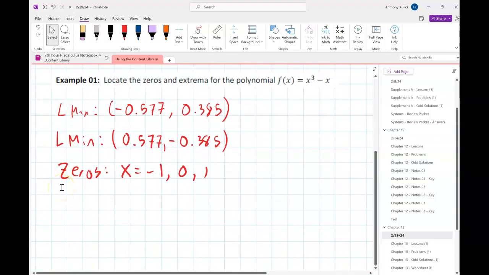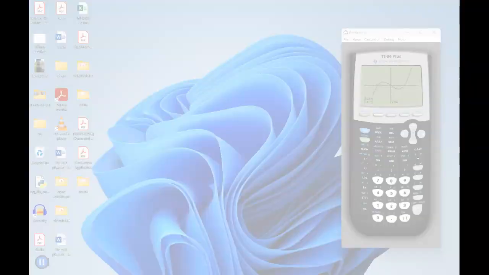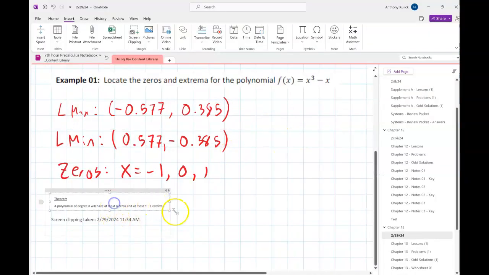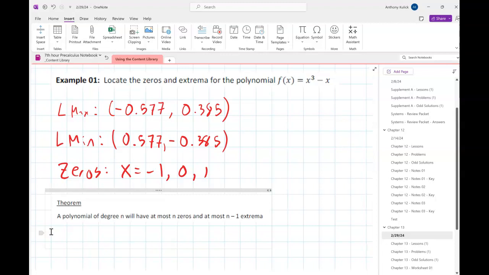So one thing that would be nice would be able to look at this equation, this function, and be able to predict how many extrema and how many zeros I should be looking for. Well, we have a theorem to do that. So our theorem says that a polynomial with degree n will have at most n zeros and at most n minus 1 extrema.